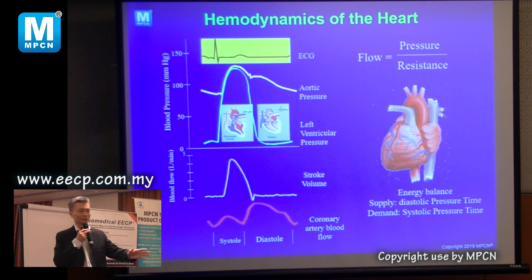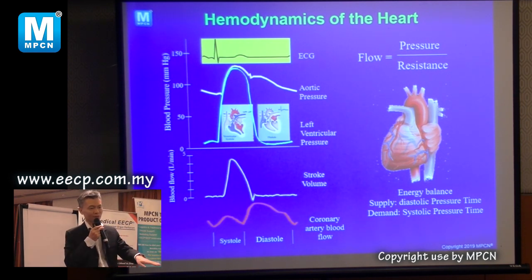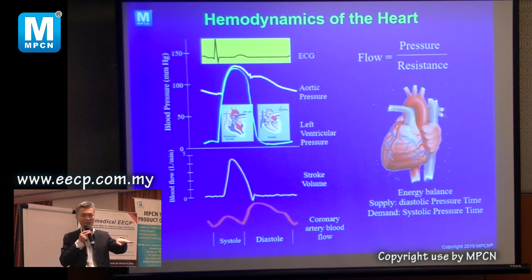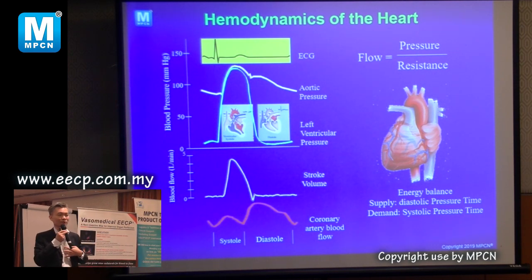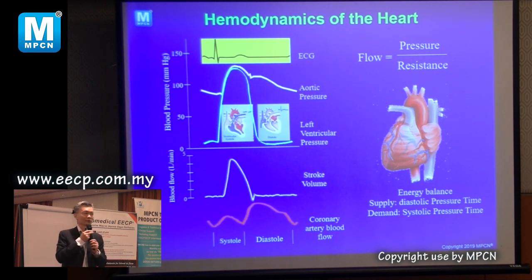So that's why when you check your blood pressure machine, you have a systolic pressure, you have a diastolic pressure. So 120, 80. But if you measure the left ventricle pressure, it is 120, 0. Because you contract, relax, it's negative, nothing. But how come the blood pressure still has 80? It's because of elasticity, the recoil.